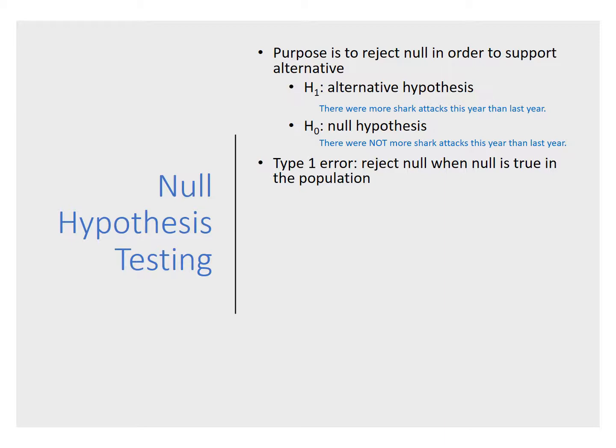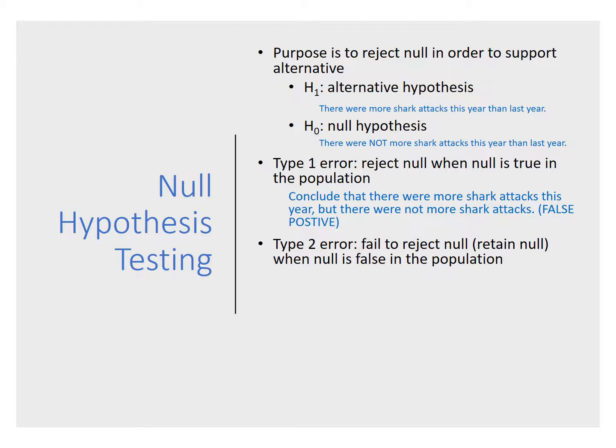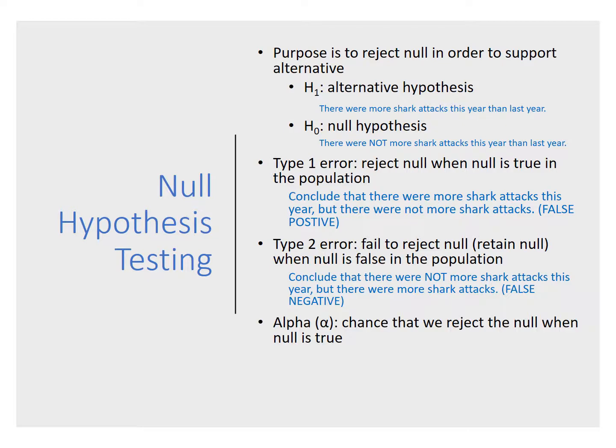Type 1 error would be to reject the null when the null is true in the population. This is a false positive, so it would conclude that there were more shark attacks this year when in fact there were not. Type 2 error is when we fail to reject the null when the null is false in the population. So this is a false negative, which would mean that we concluded that there were not more shark attacks this year when in fact there were.